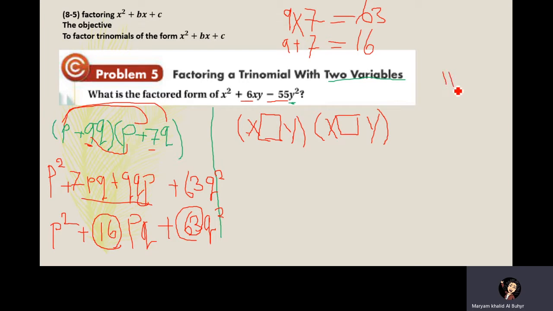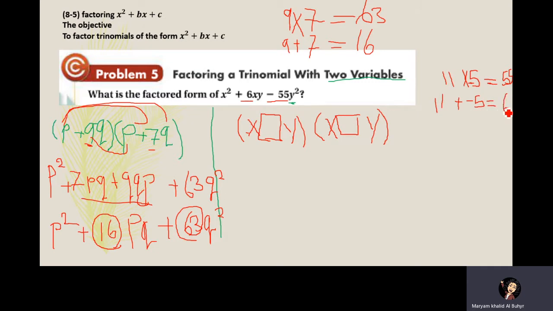For sure, my mind directly will go to 11 times 5, which equals 55. But because I have a negative sign, I must put my negative with one of these numbers. Which one of these numbers? I should put it with the smaller number. Why? Because if I add these two numbers, I need to have a positive number.